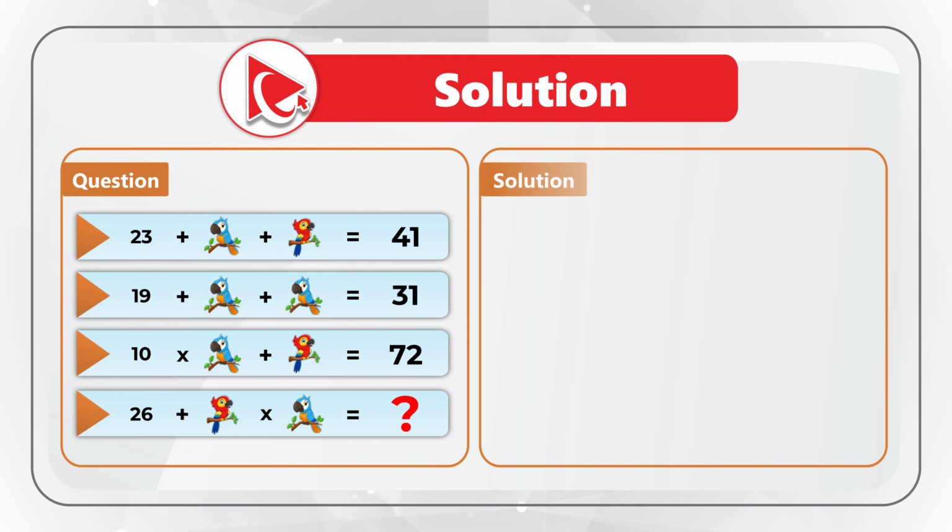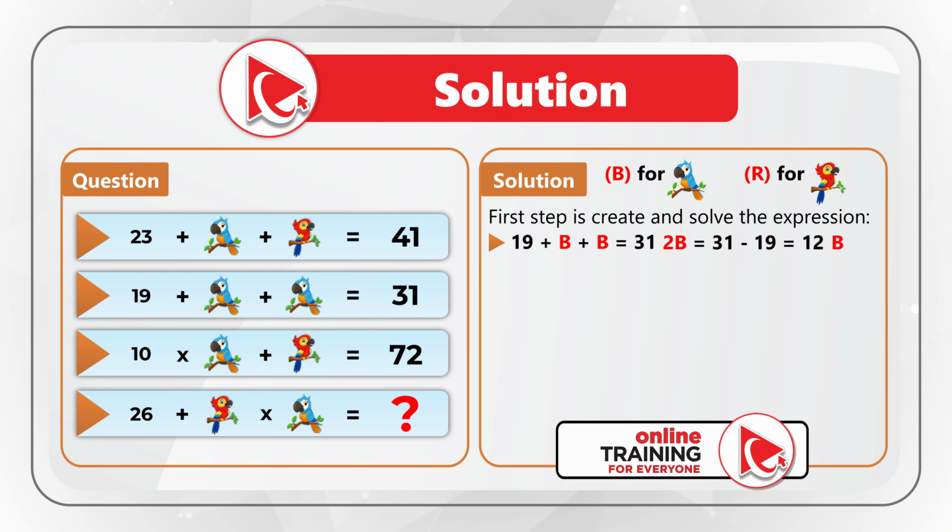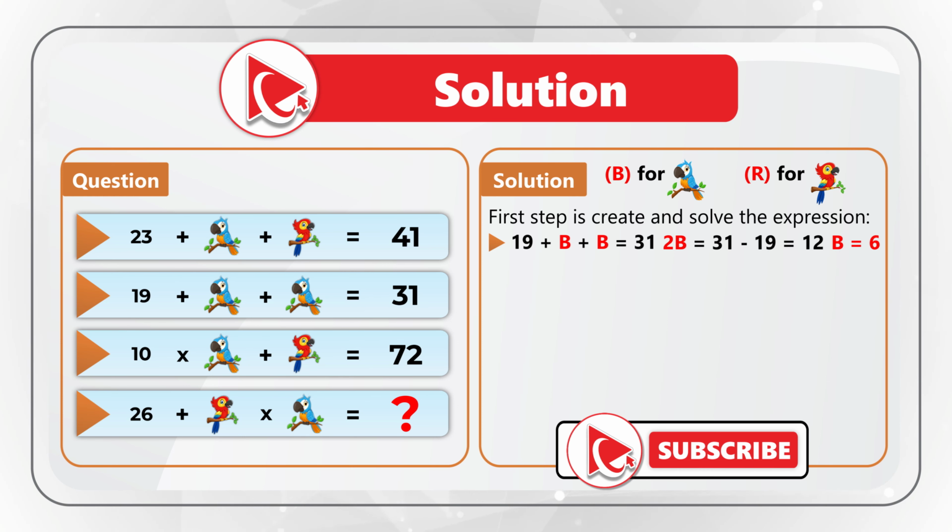For simplicity, let's create variables. We will use B for blue parrot, and we will use R for red parrot. So the first step here is to create and solve an expression. And the easiest one to solve is the second expression with 2 blue parrots. 19 plus 2B equals 31, which means that 2B equals 31 minus 19, which equals 12. Once we solve it, we see that B, blue parrot, equals 6.